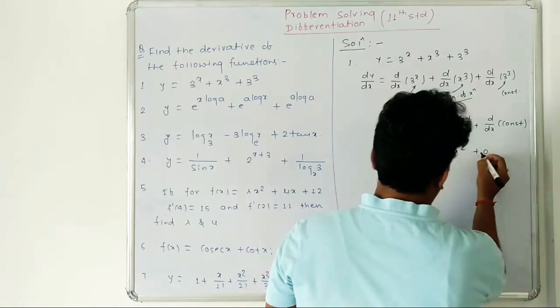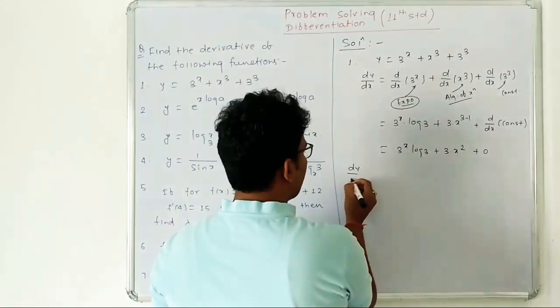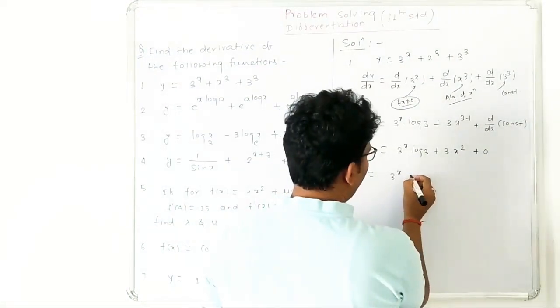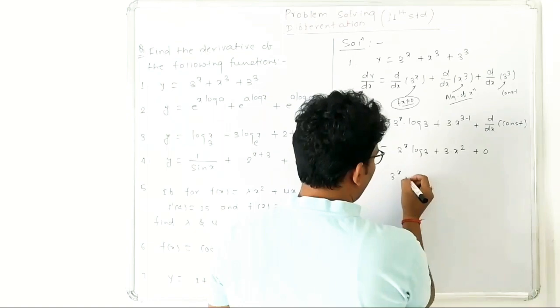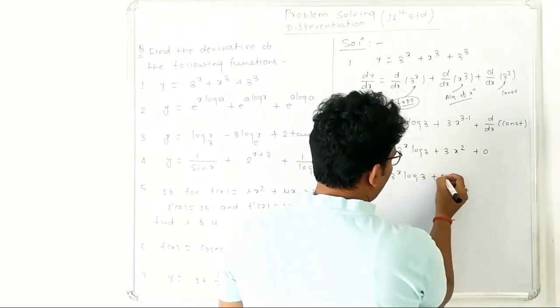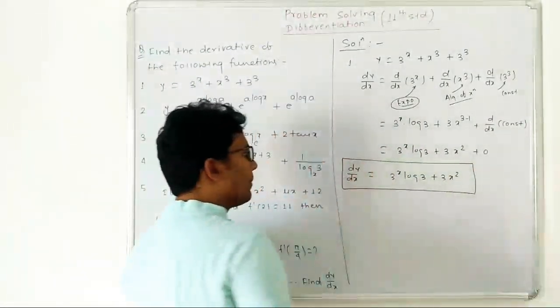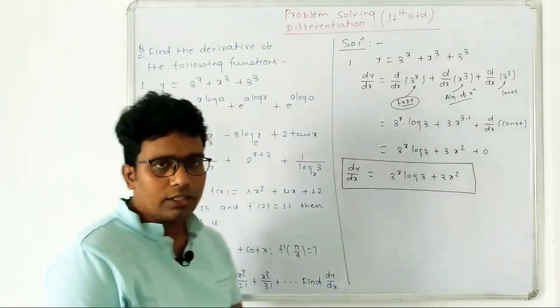Its derivative is 0. So here finally we get the answer of dy dx as 3 raised to x log 3 plus 3x square. So that's the answer, right? Okay, coming on to the next question.